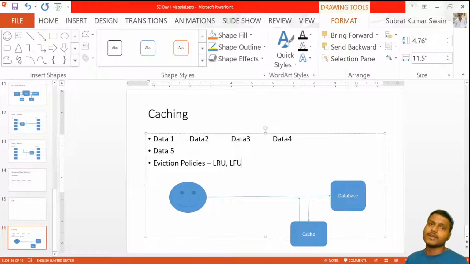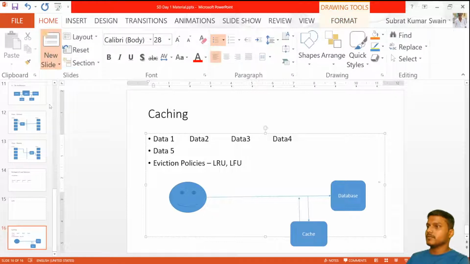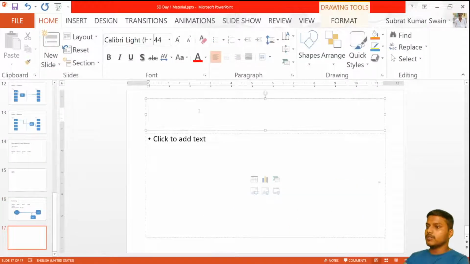Just know that when data is not found, the data is fetched from the database and the cache is updated with the new data. Now we are discussing which one to replace. If the cache was already full and we got new data to store in the cache, which data needs to be replaced? How do we choose which one to remove? We are talking here about LRU and LFU, two of the popular eviction policies. Let's go to a new slide. Actually, I'll be talking about both LRU and LFU.